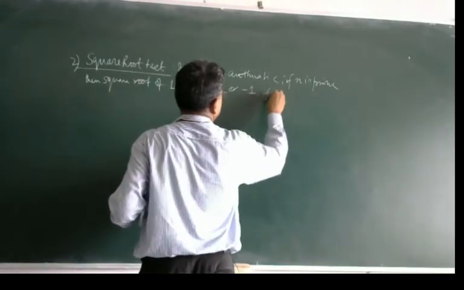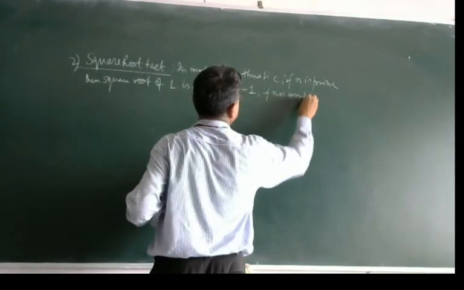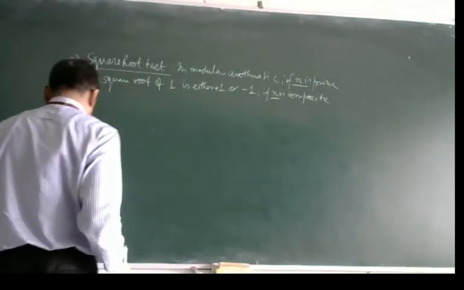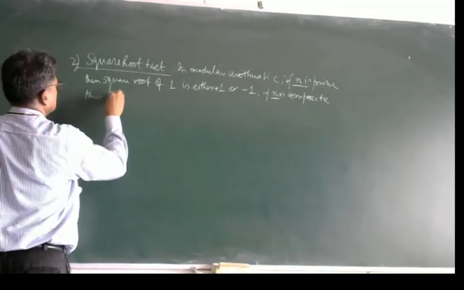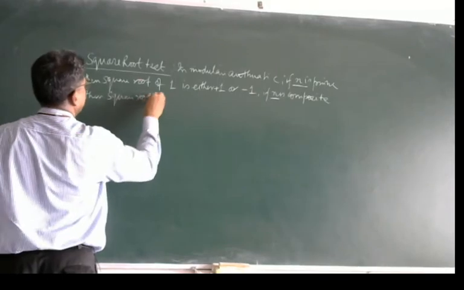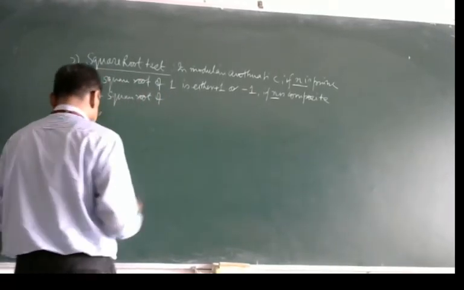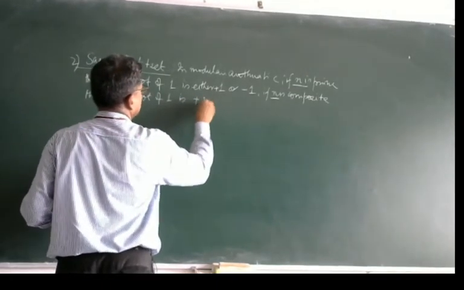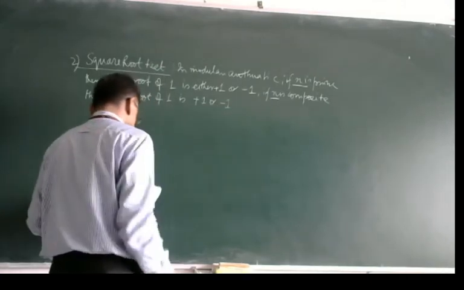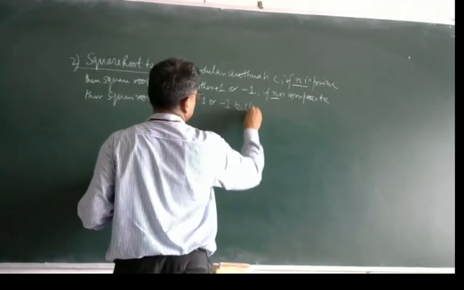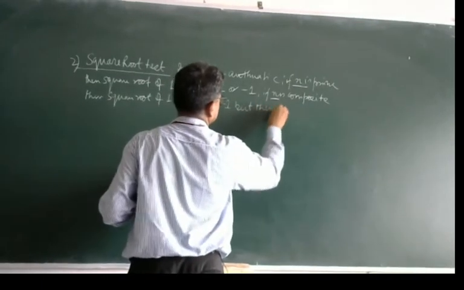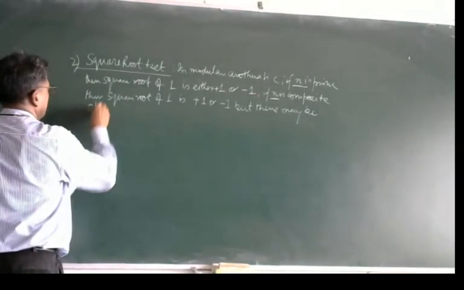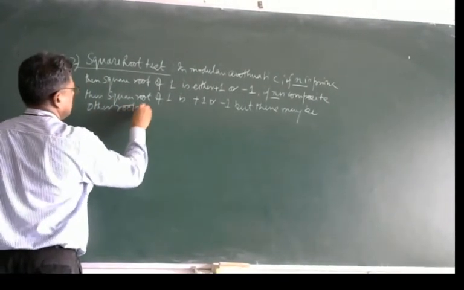But if n is composite, then the square root of 1 is plus 1 or minus 1, but there may be other roots also.